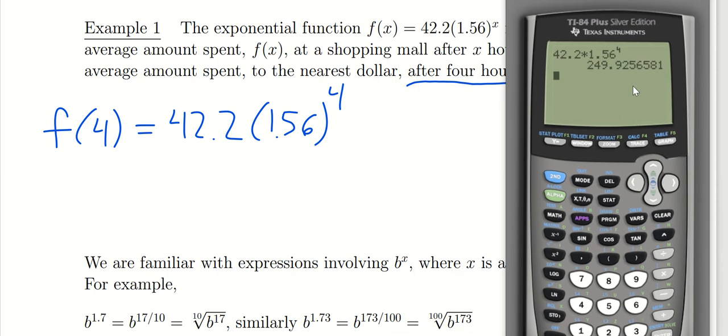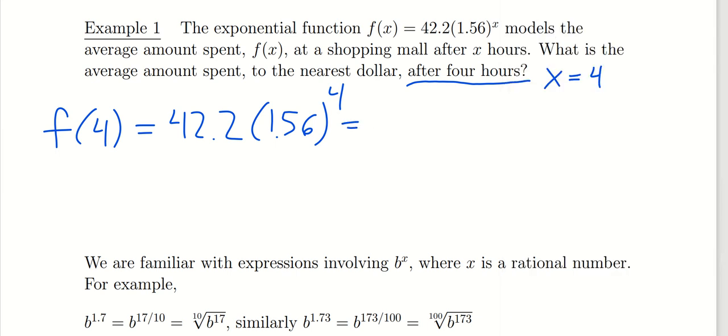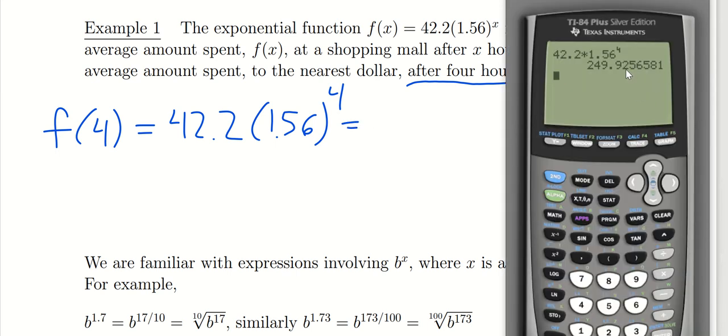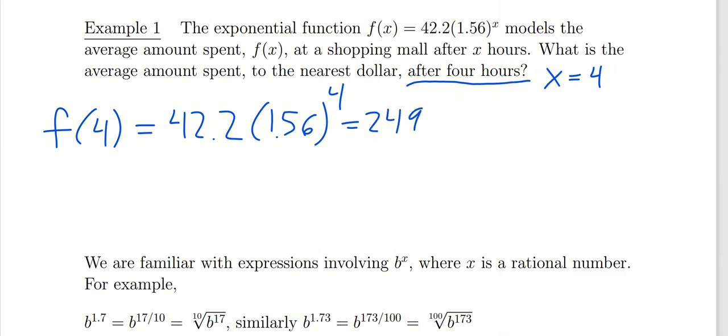And to the nearest dollar, it would round to $250. So to the nearest penny, it's $249.93. But again, it's always important to follow the directions. They say to the nearest dollar, so it'd be $250.